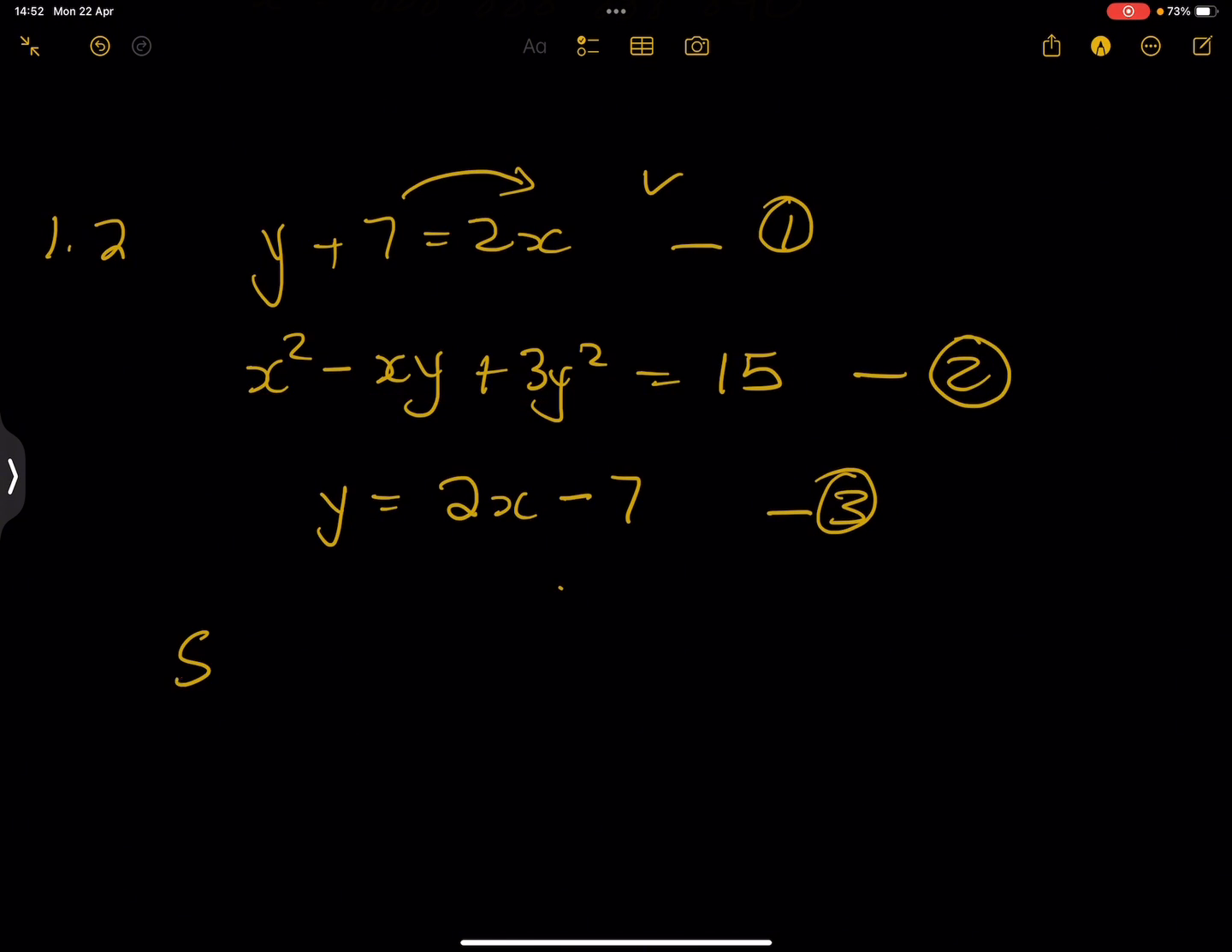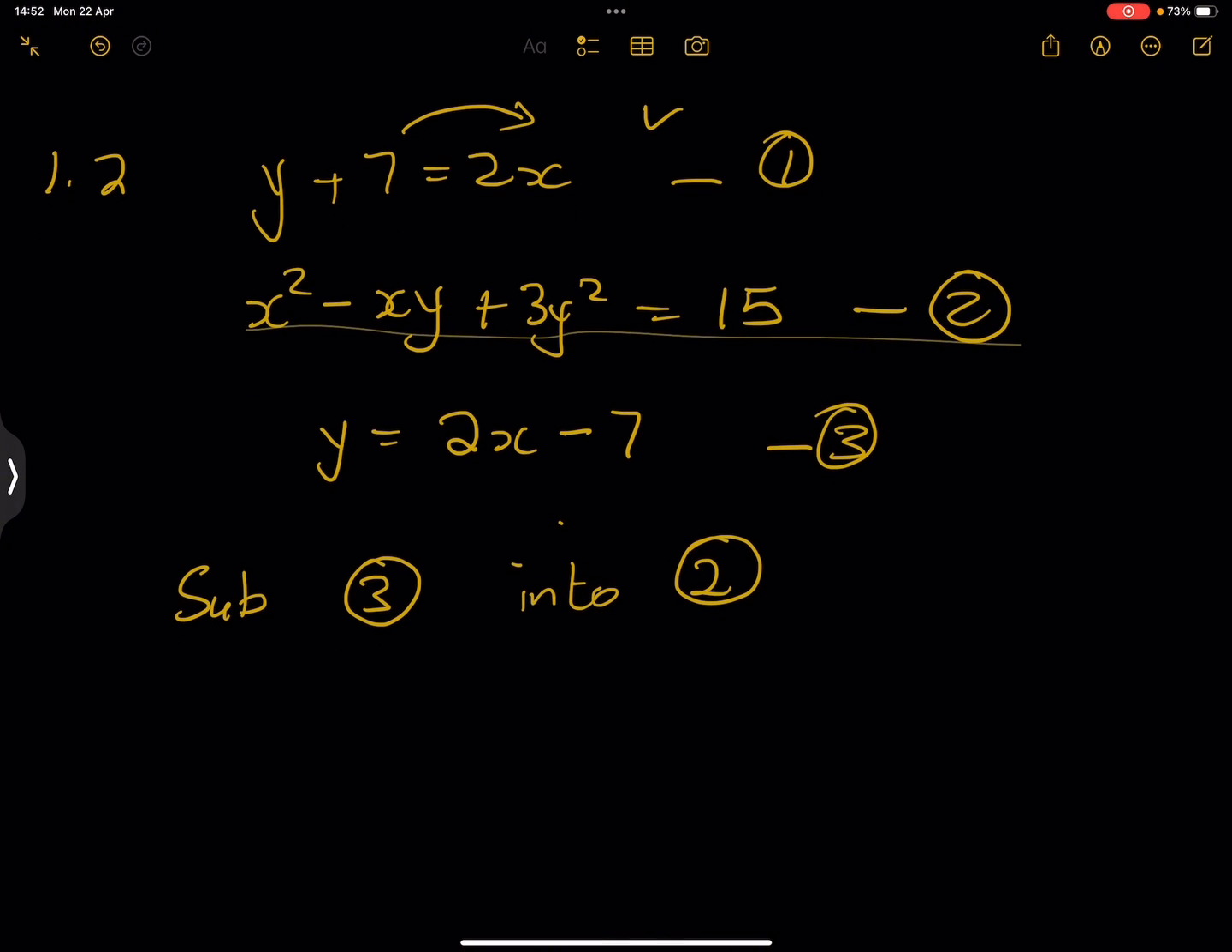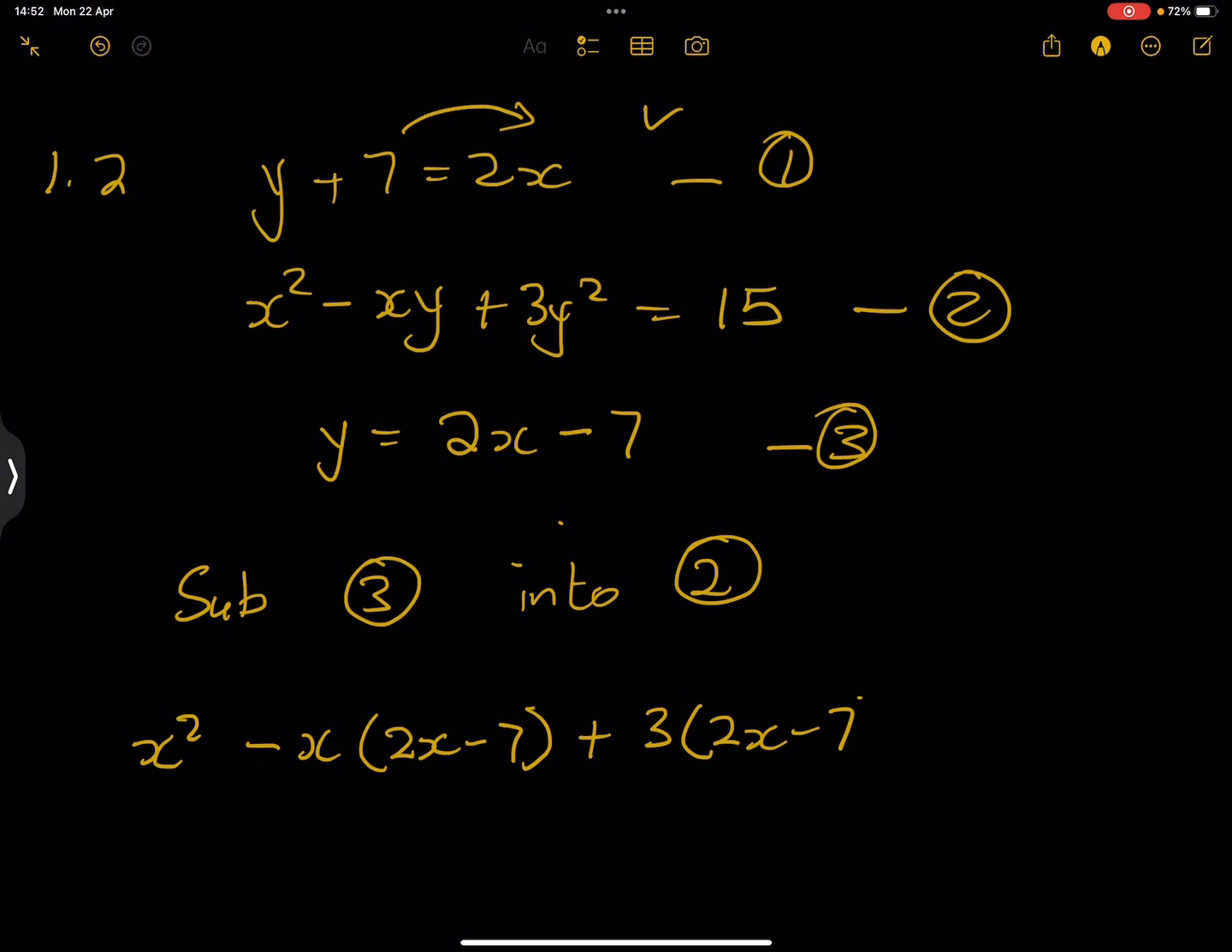So what are we going to do now? Substitute equation 3, but remember equation 3 comes from equation 1, so I can't substitute it into the equation where it comes from. So substitute equation 3 into equation 2. Okay, so what do we have there? Let's try and substitute. Everywhere I see y, I'm going to substitute 2x minus 7, right? Plus 3 into 2x minus 7 all squared, and this is equal to 15.